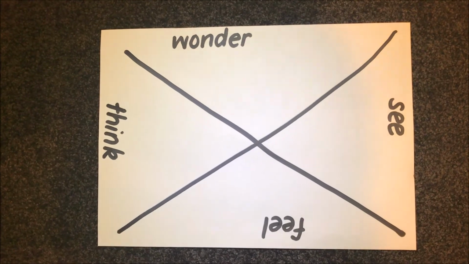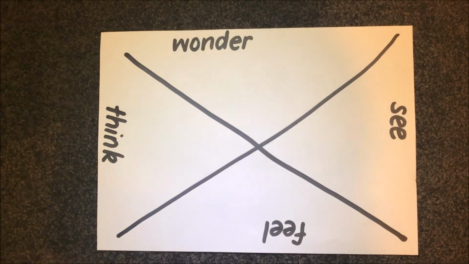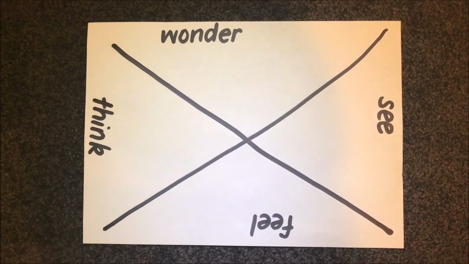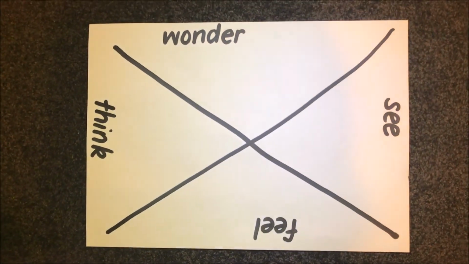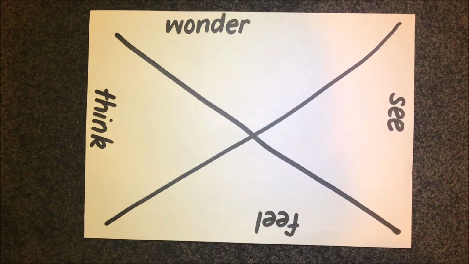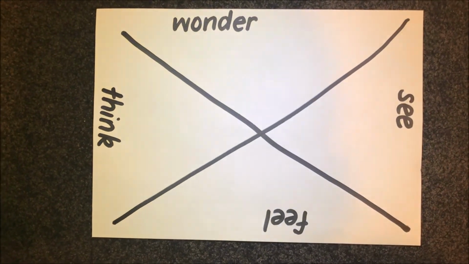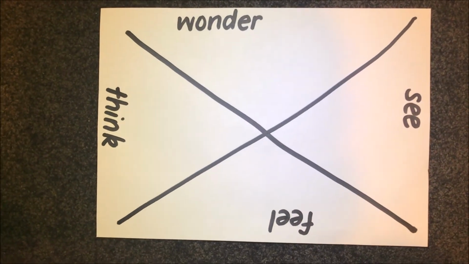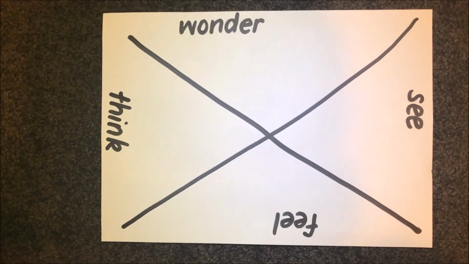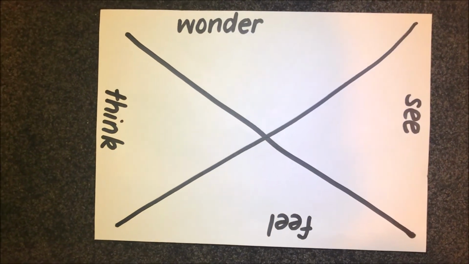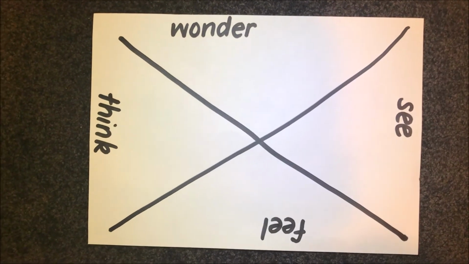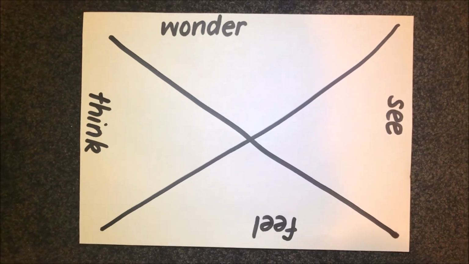So for the first part of our writing, you're going to be creating this X chart. This is a place for you to write down all the words, all of those adjectives that come into your mind as you think about what you can see, how does it feel, what does it make you think, and then what do you wonder for the future?